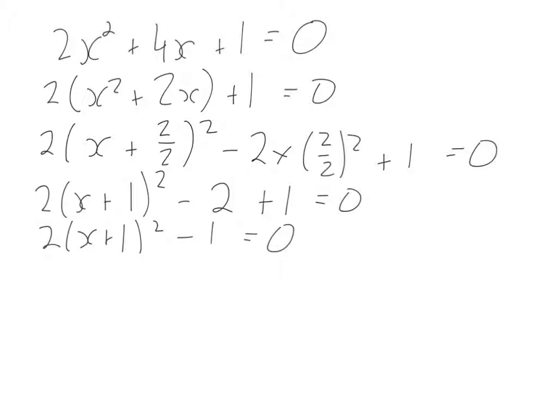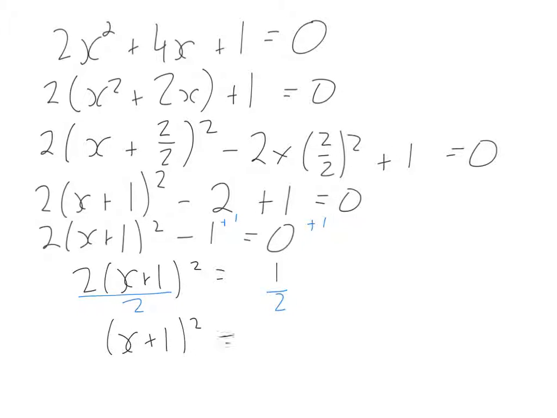So first of all, we'll add 1 to both sides. I'll do it in blue so you can see these are the balancing operations. That leaves me with 2 outside of x plus 1 all squared equals 1. Then I'll divide out by 2, and that gives me x plus 1 all squared is equal to a half. And then we'll take the square root of both sides.